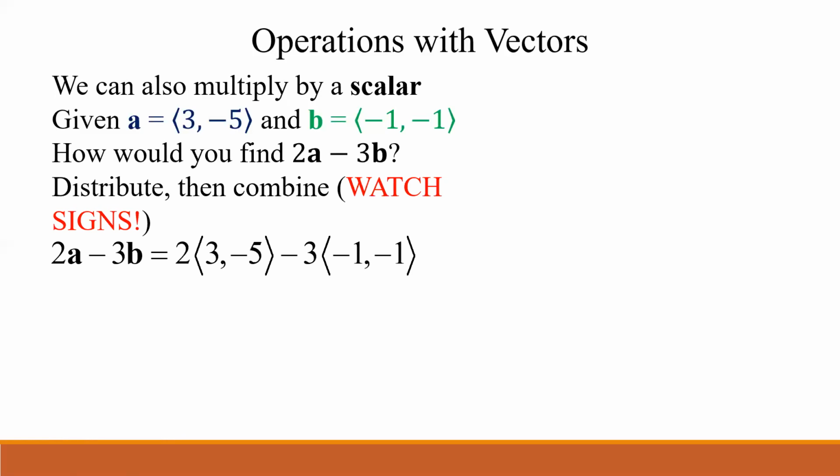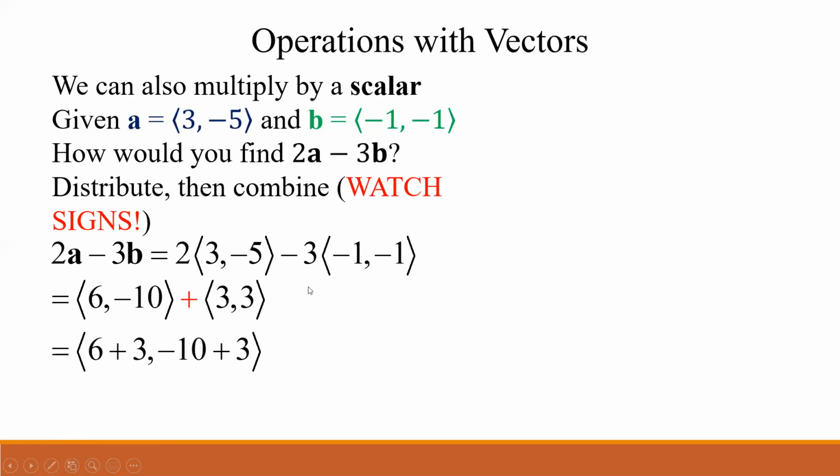Okay, so we'll have 2 times a, -3 times b. So 2 times a, again, distribute, 6, -10, and then distribute that -3. Remember, if you distribute by the negative, that's going to change to a plus. So that's going to become 3, 3 inside, multiplied by the negative on both of them. Combine them up, and you have 6 plus 3, and then -10 plus 3, which would give you 9, -7. Okay, and that would be your final answer. You're done.